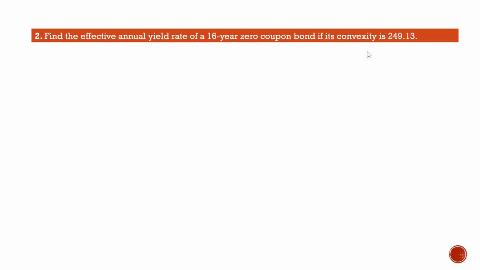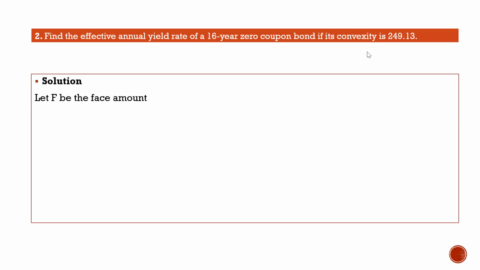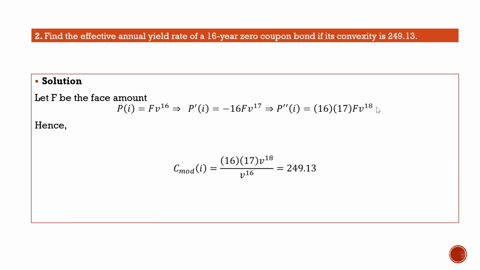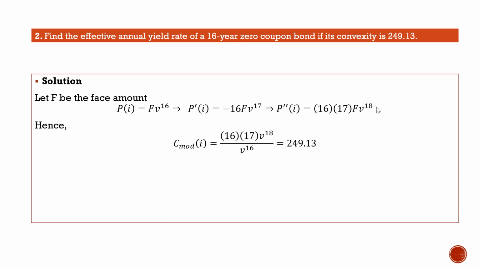Second question: find the effective annual interest rate of a 16-year zero coupon bond if its convexity is 249.13. For this question, first of all, we write out the price function. Let FV be the face amount, then the present value function is FV v to the 16, and then find the second derivative. The second derivative of this present value function is P double prime of i equal to 16 times 17 FV v to the 18. Now we find the convexity. Remember, the modified convexity is the ratio of the second derivative with respect to i over the present value function. So it's equal to 249.13. Use this equation to solve for v and then solve for i. So we get v squared is 0.9159, leading to i is 4.49%.